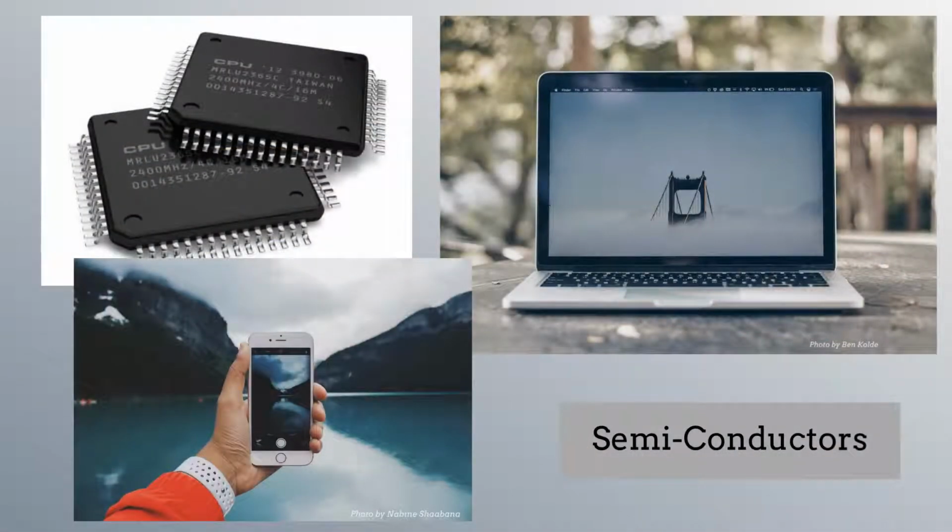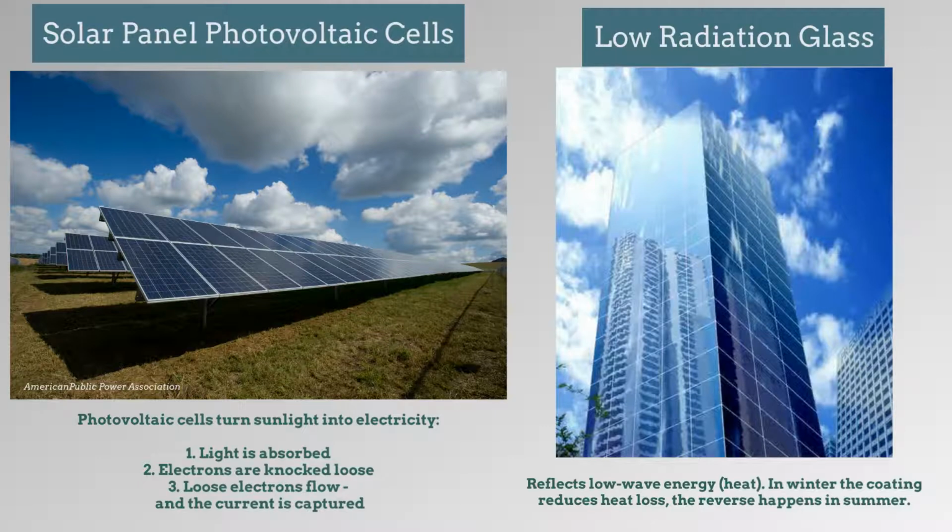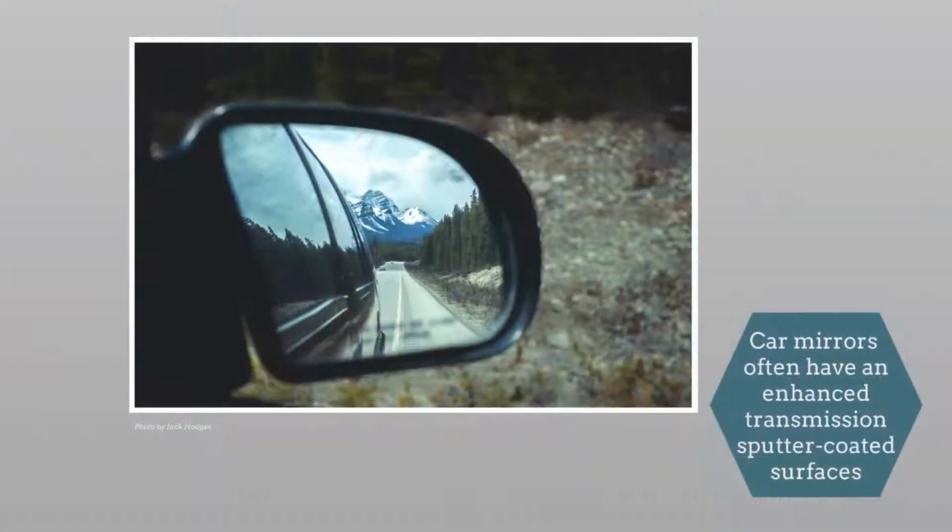Sputter coating is used in the production of many now common items in our modern technological world, from semiconductors for phones and computers to solar photovoltaic cells capturing energy from the sun and low radiation architectural glass reducing heat loss. Next time you look in your car rear-view mirror, you're also probably looking through an enhanced transmission sputter-coated surface.